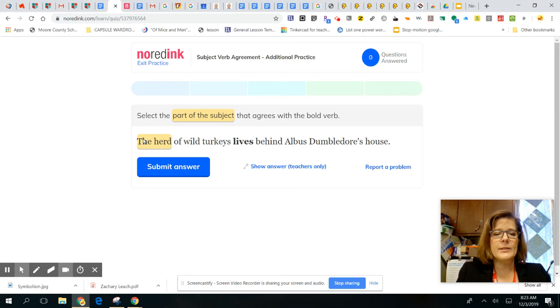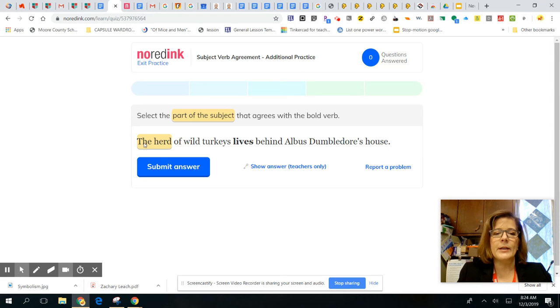Okay, so in this case, you want to ask yourself if you can drop out the herd. If you had a sentence that read, "Of wild turkeys lives behind Albus Dumbledore's house," that doesn't make any sense. So you know that the herd is actually the part of the sentence that is serving as the subject, and that is essential. It is linked to the verb. It is what determines the tense of the verb.